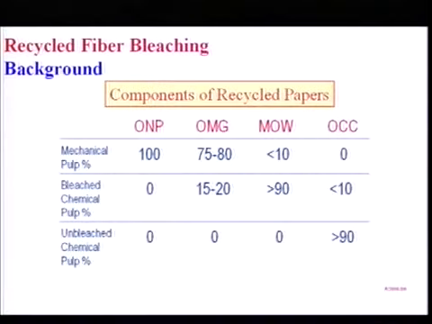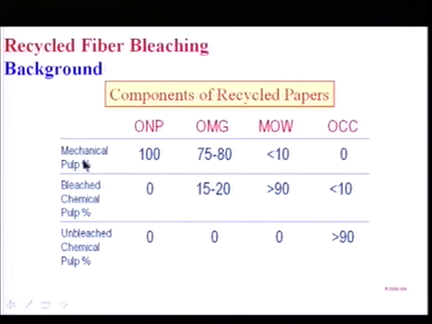Now let's take a look at the components of these papers. ONP stands for old newsprint. OMG stands for old magazine. MOW is mixed office waste. OCC is old corrugated containers.